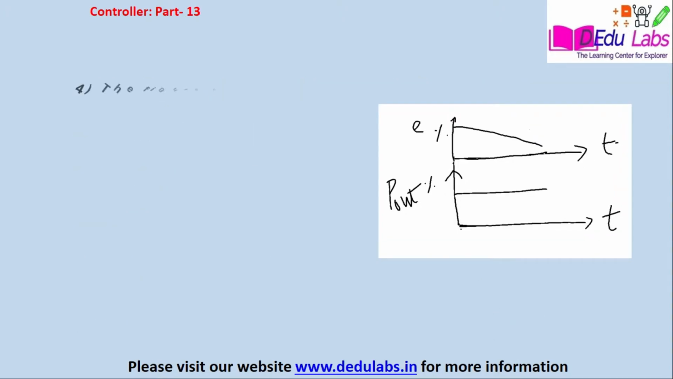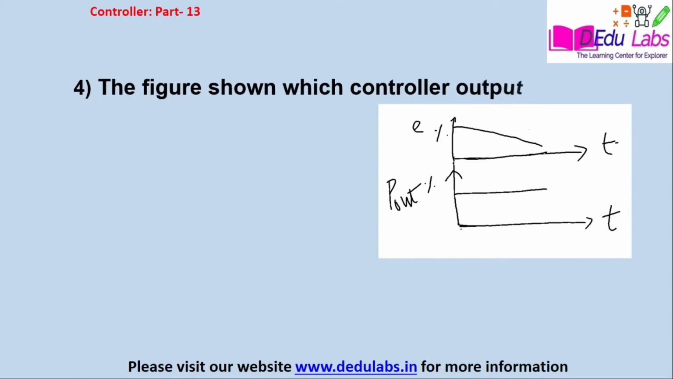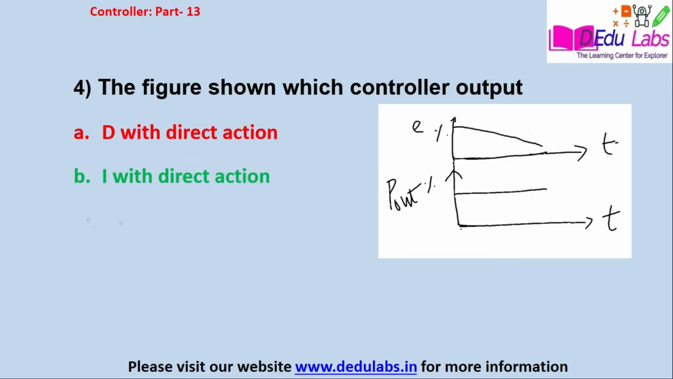Question number 4. The figure shown below represents which controller output? Option A, derivative with direct action. Option B, integral with direct action. Option C, integral with reverse action. Option D, derivative with reverse action.